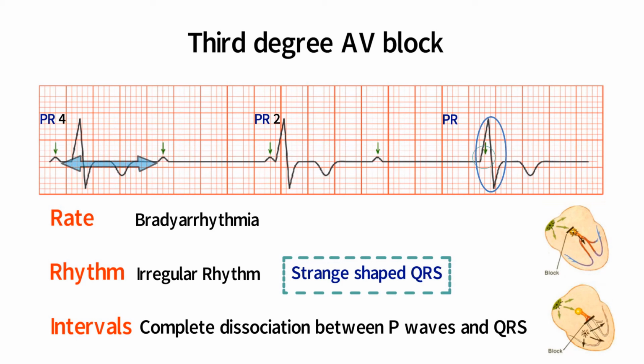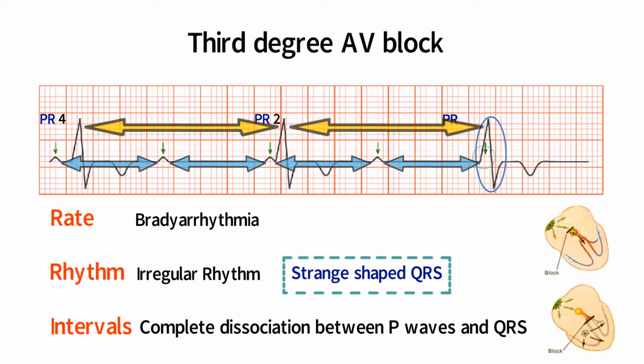If you check the distance or the time between the P waves, you will find that it is equal. And if you check the time or distance between the QRS complexes, you will find that it's equal, but they are not together. The P wave is not with the QRS. They are completely dissociated. And this is very dangerous because this can cause something called cannon waves.